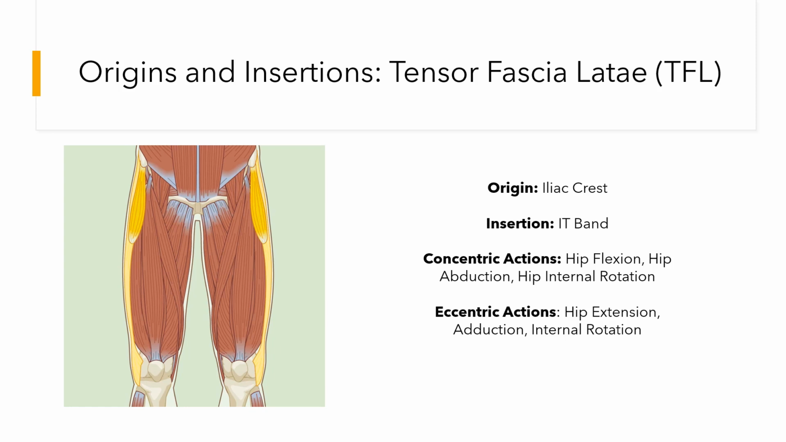It's not so much a muscle. It's more a band of fascial tissue. Concentrically, you've got hip flexion, hip abduction, and hip internal rotation. Eccentrically, you've got hip extension, adduction, and internal rotation.